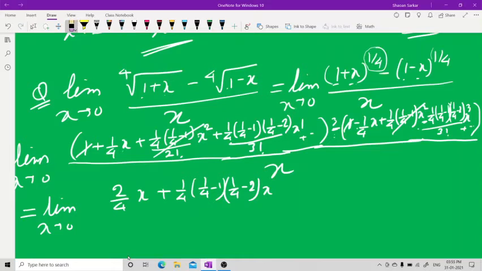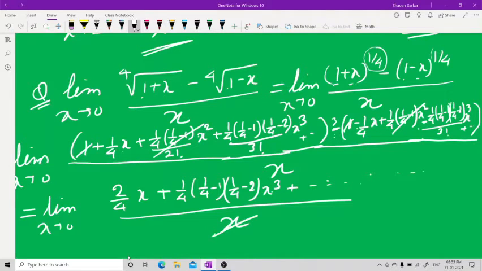Just a minute, because of that shifting, there was some problem. This is x cube. So this will become x cube and the odd terms will be here upon x. Now do one thing, cancel all the higher order terms, x cube, x5, x7 will be here. So cancel this with this.